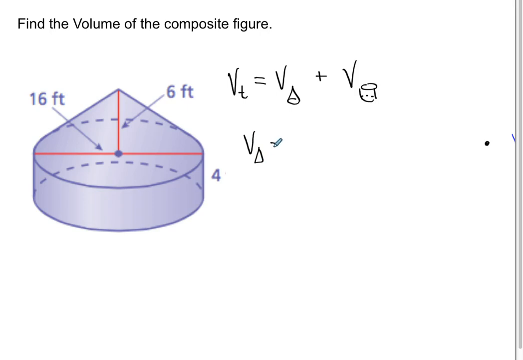I'm going to get my formula reference sheet out. Volume of a cone is 1/3 pi r squared h. Volume of a cylinder, very similar to the cone, but just pi r squared h. I need a radius and a height for my cone. I need a radius and a height of my cylinder.